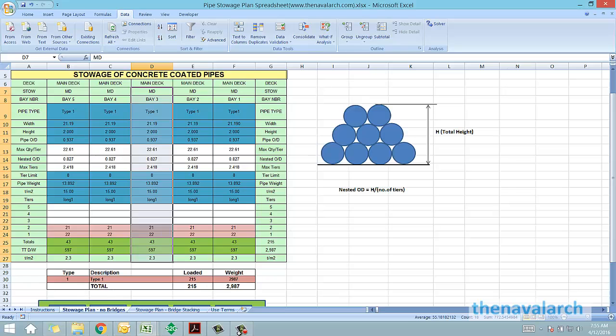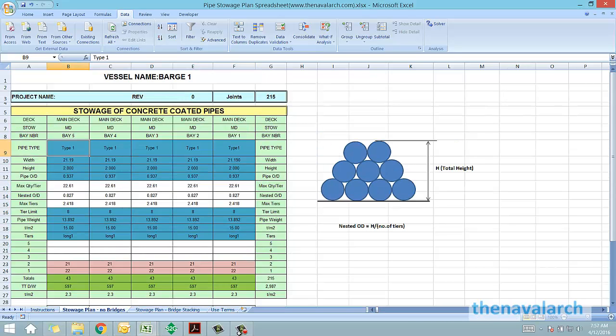The number of pipes which can be stacked in one bay depends on a number of factors. The first is the tier limit of pipes, which is the maximum number of tiers of the pipe which can be stacked above one another before the bottom tier yields. The next factor is the height limit of stowage on the deck of the barge. Generally a height limit of 2 meters is recommended. There is also a third limit on the overall number of pipes which can be stacked on the barge. The total weight of pipes must not exceed the maximum deadweight of the barge.